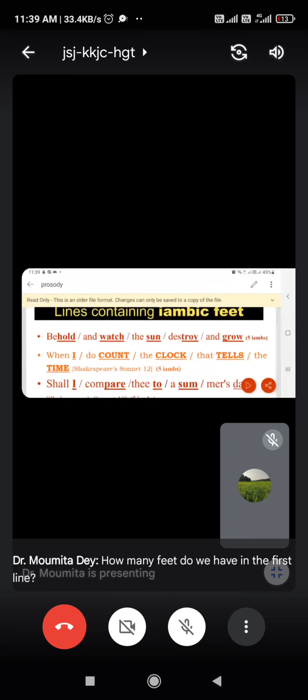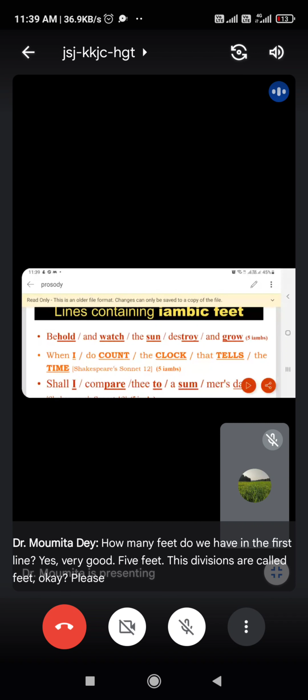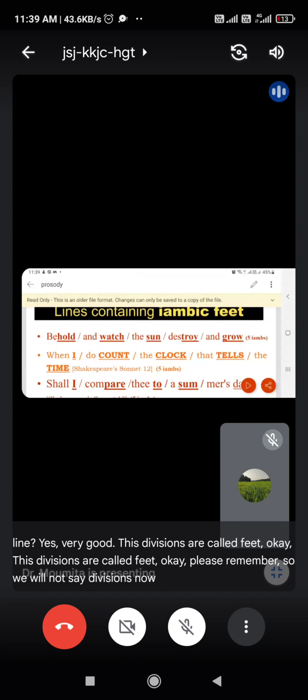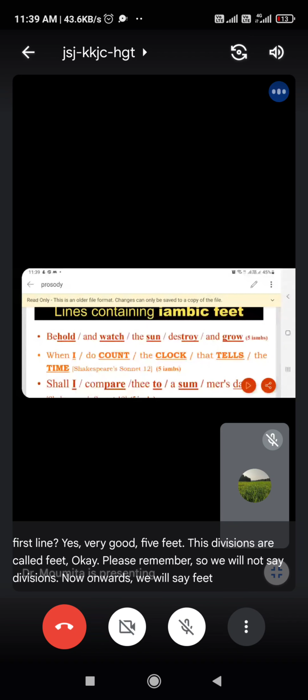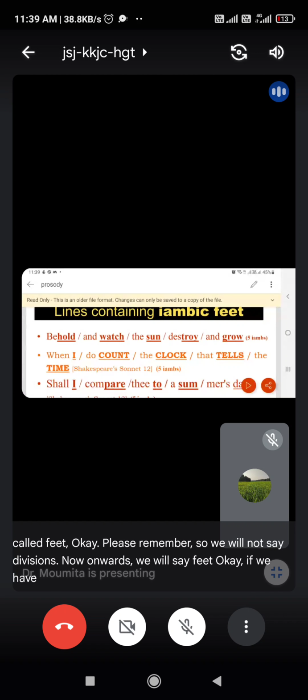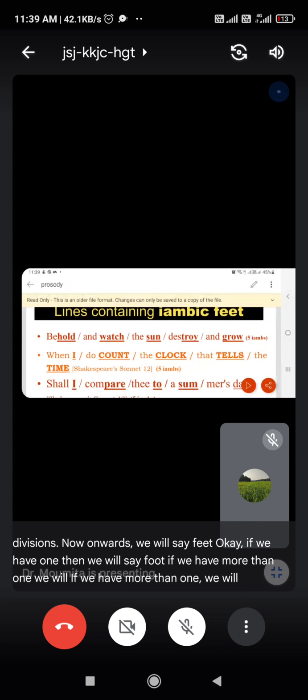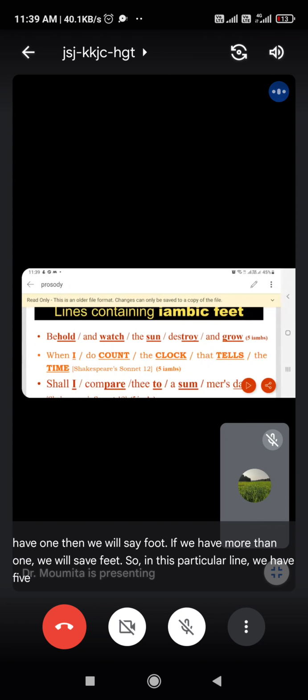Very good. 5 feet. These divisions are called feet. Okay, please remember, we will not say divisions. Now onwards we will say feet. If we have 1, then we will say foot. If we have more than 1, we will say feet. So in this particular line we have 5 feet. Correct?